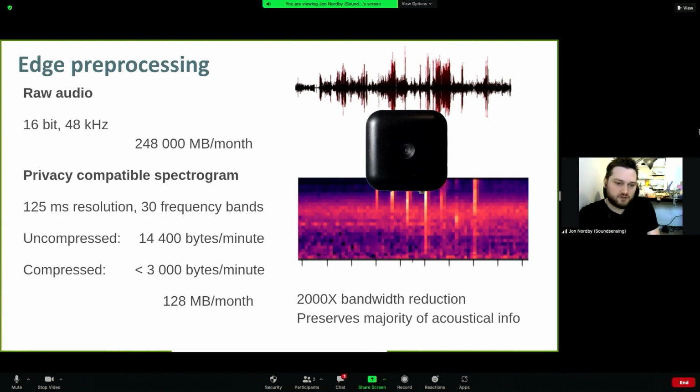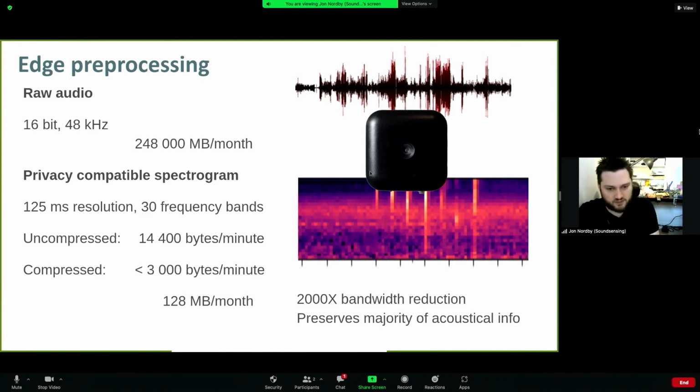So what we do in the edge preprocessing case is convert this down into a spectrogram, which is a time-frequency representation of the sound, as I showed you before. It becomes such an image. You can also interpret it as a human with some training. And if you use 150 millisecond resolution, some research has shown that it's not possible to recover speech anymore. So it's a privacy compatible representation.